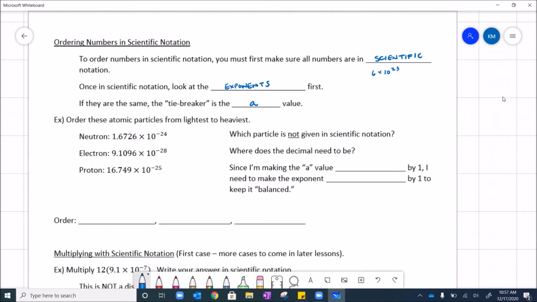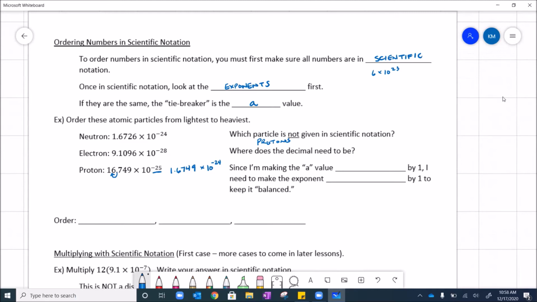We should notice that protons aren't given in scientific notation, right? They gave us 16.749. That's not scientific notation. So as we move this over and rewrite it in scientific notation, we'd have 1.6749 times 10 to the, okay. At the beginning, the exponent tells us to move to the left 25 times. We moved once to the left to put it in scientific notation, and so we have 24 more times to move in order to put it in standard notation. So that's our new exponent here.